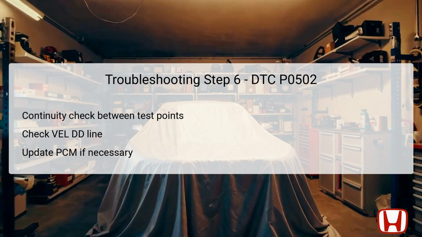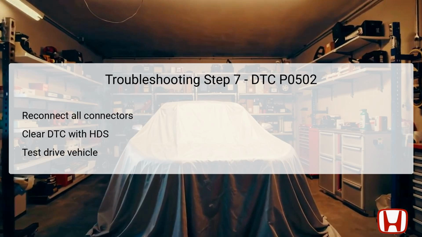If so, you then have the option to update the PCM if there is outdated software, or consider substituting with a known good PCM as the next troubleshooting phase. If an update or substitution resolves the DTC P0502, then your issue is complete. However, if the VEL-DD wire has continuity and the troubleshooting still does not clear the DTC, further repairs to the wiring may be warranted to ensure reliable operation.